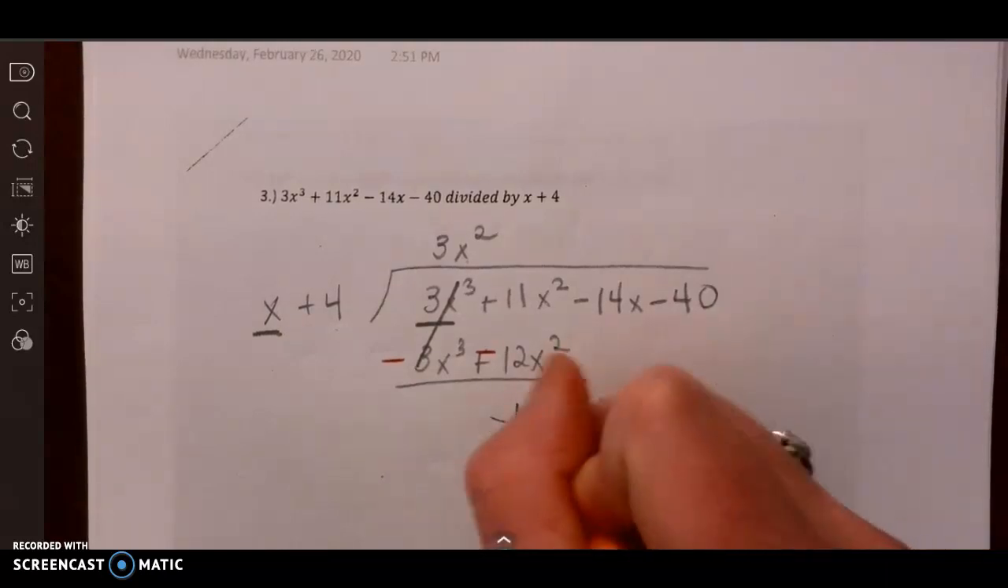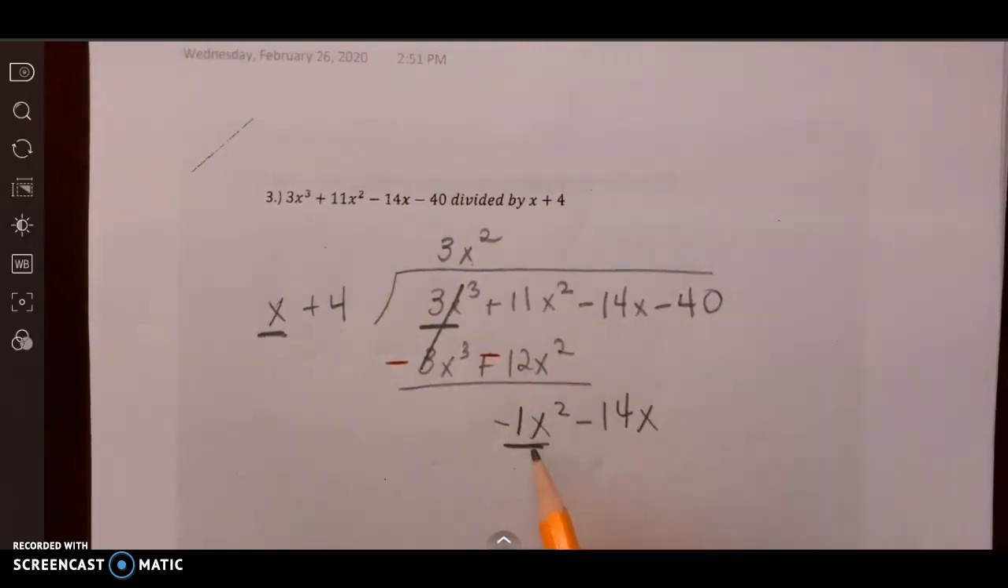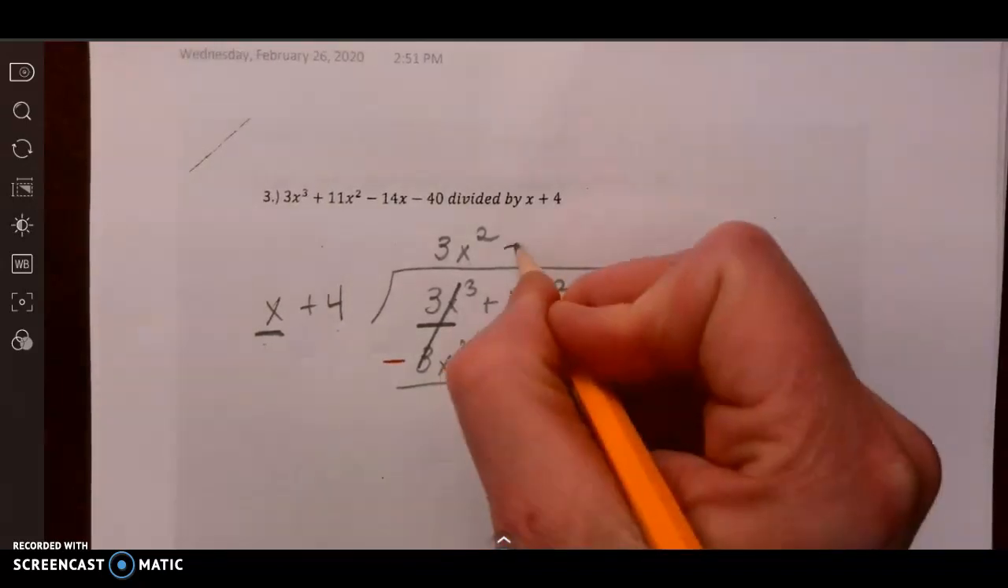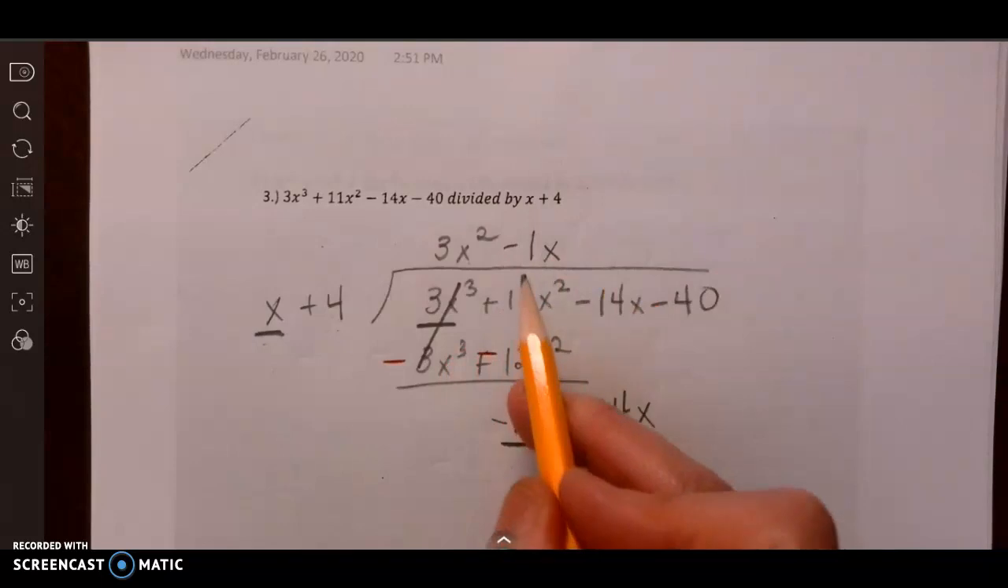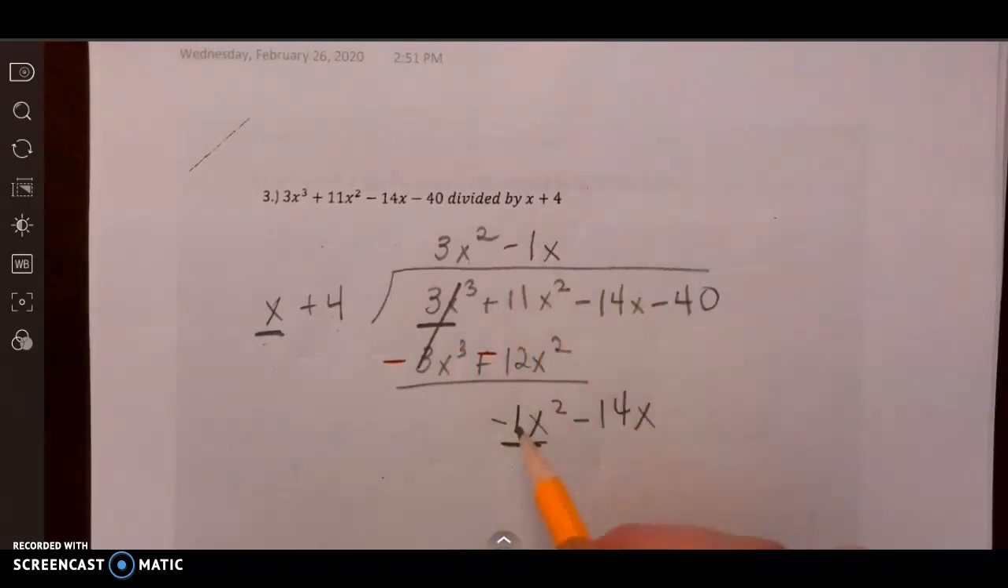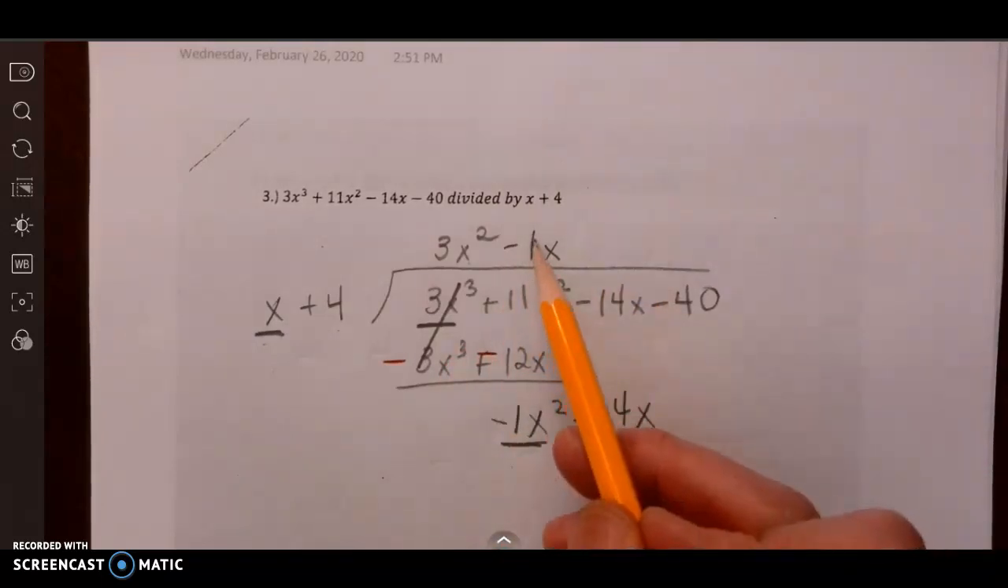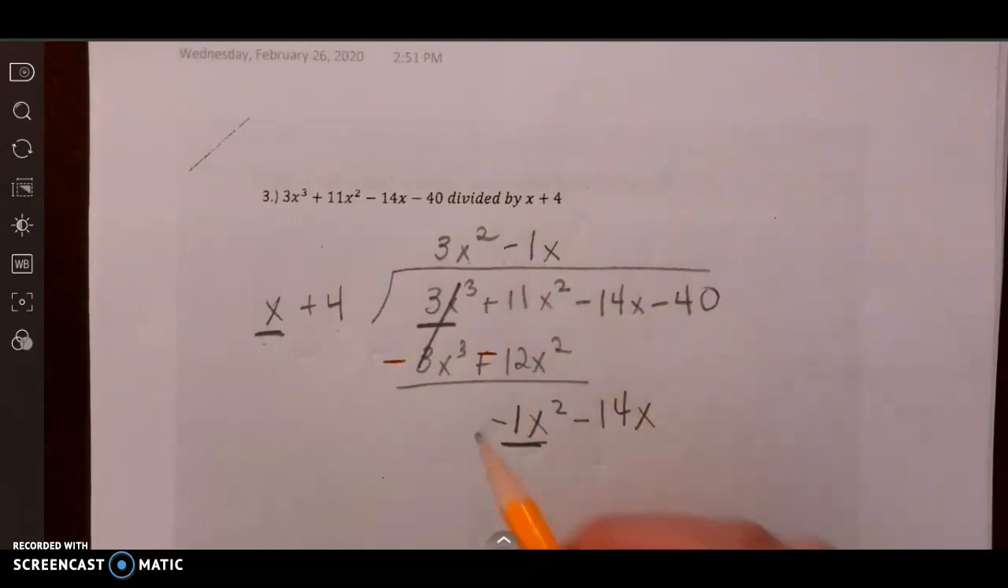And now focus on the first. What is negative 1x squared divided by x? That's negative 1x. You could just write minus x. I'm just putting that 1 in there because I think for some people it gets confusing when I don't put the 1 in there. But you do not have to put the 1 there.